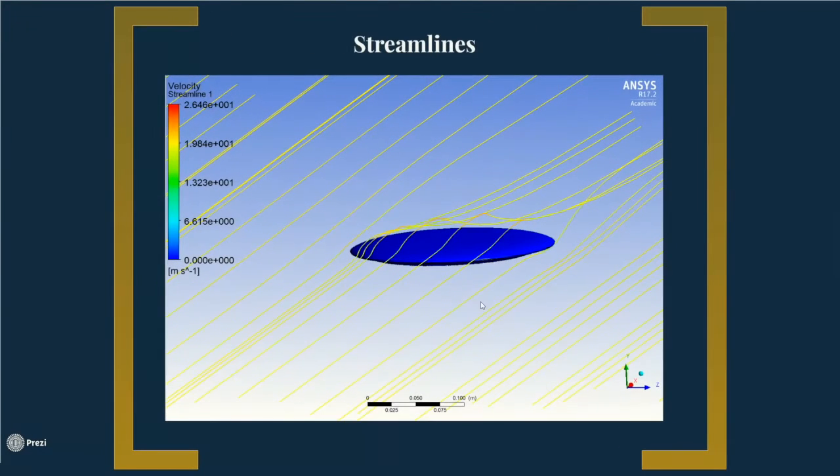Next, we have the results for the Fault disc. Here we see the streamlines moving very smoothly once again. The streamlines show an increase in velocity as they go over the disc, which is denoted by the change in color from yellow to orange.